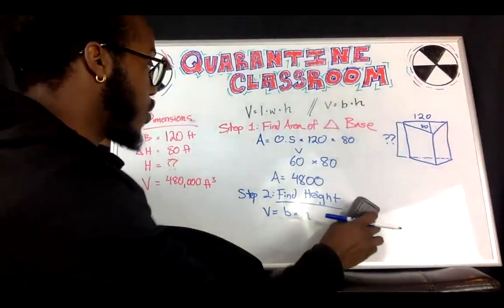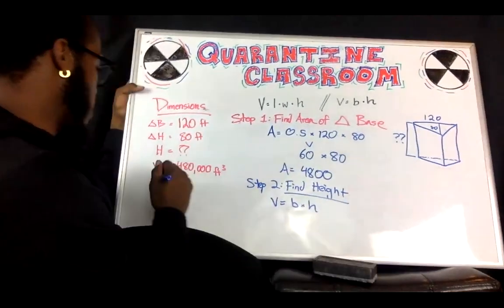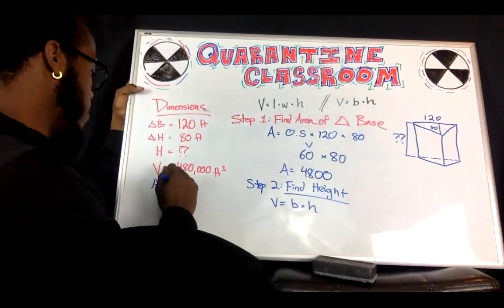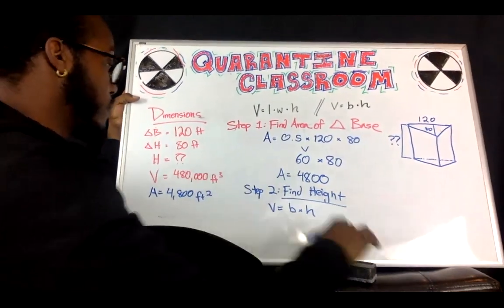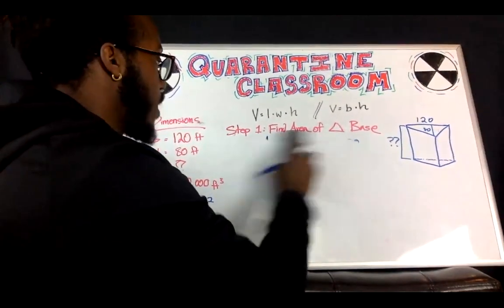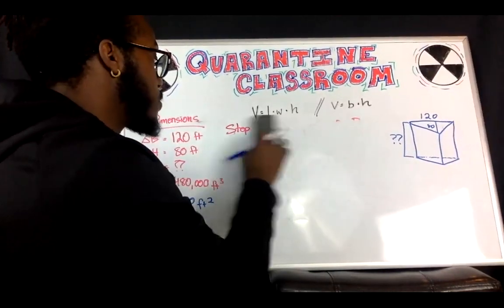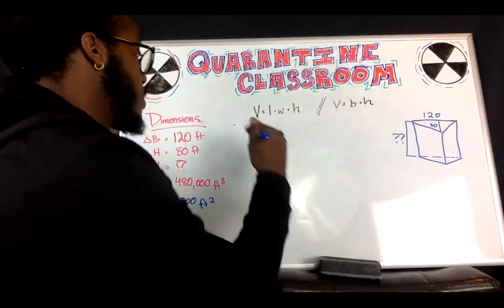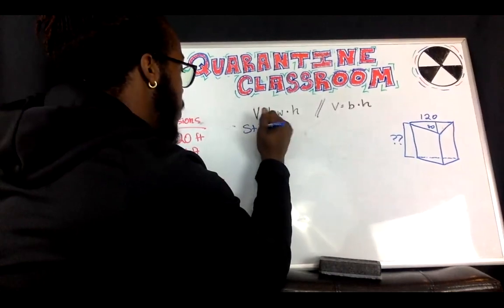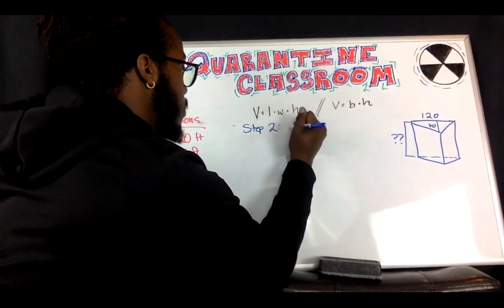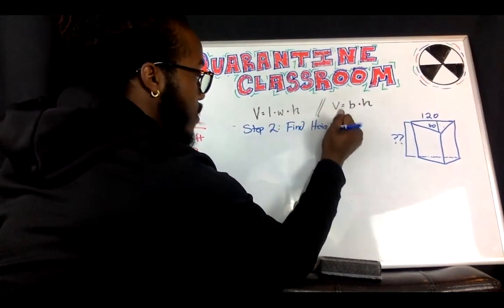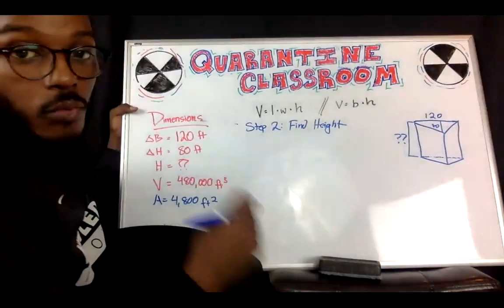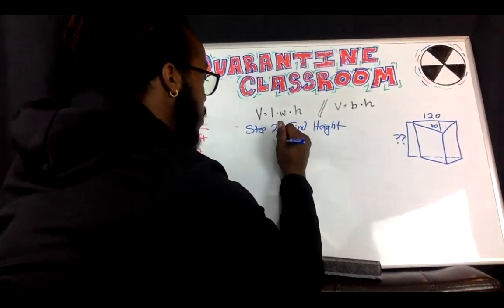I'm actually going to start over. I'm going to write over here, area equals 4,800 square feet. I just need a little bit more space to be able to do this. So now we're at step 2. Find our height. And to do that, we're going to first start off with using the equation.